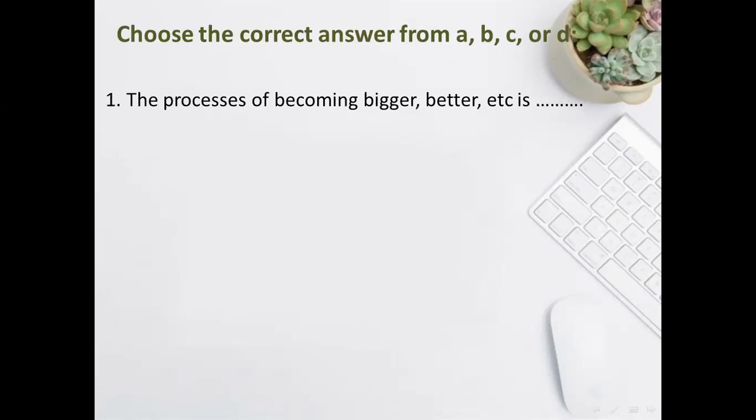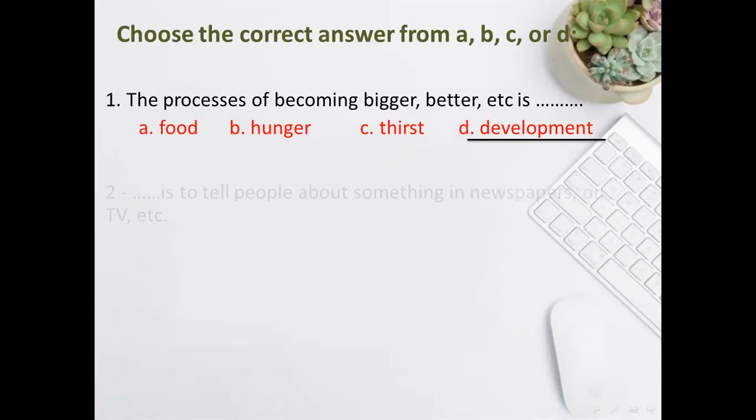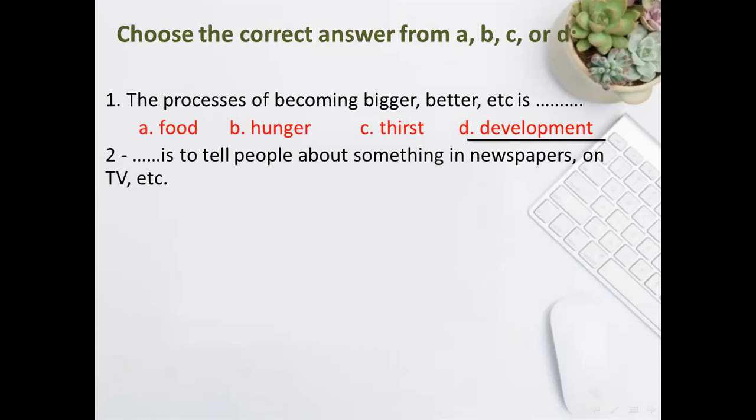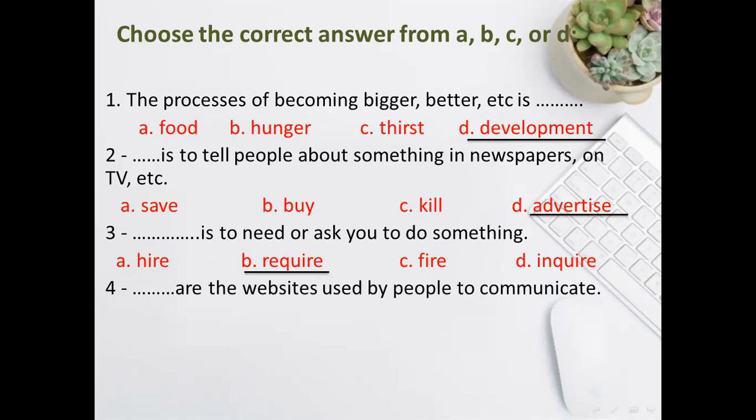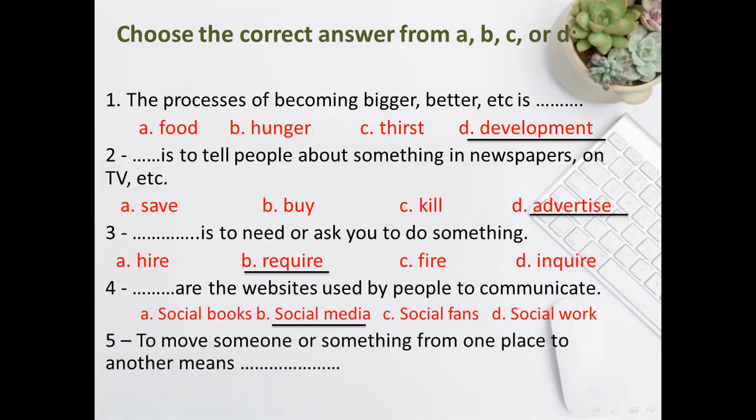Now, choose the correct answer. Number 1, the process of becoming bigger, better, etc. is what? Development. Very excellent. Number 2, space is to tell people about something in newspapers or on TV, etc. Advertise. Very excellent. Space is to need or ask you to do something. Require. Are the websites used by people to communicate? Social media.